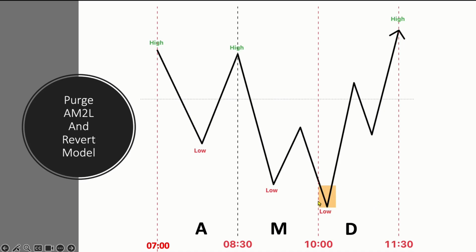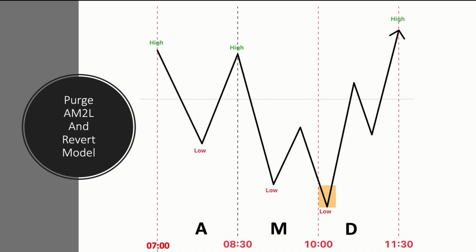Once this low is in, the market will displace to the upside and will then reprice higher aggressively because it's within the distribution 90-minute macro. So this is the purge of the second AM cycle's low and revert model.